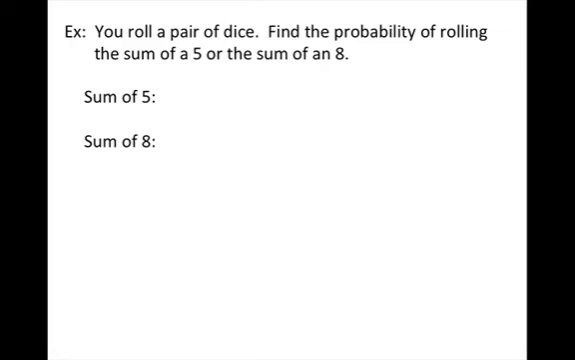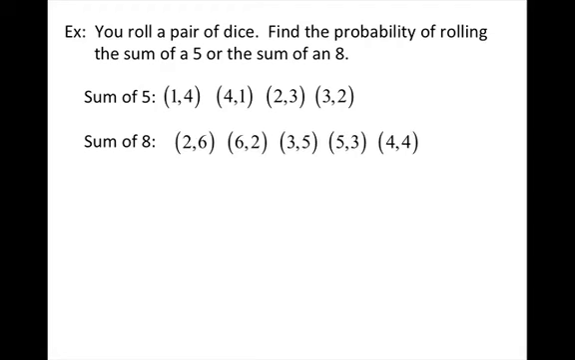Let's look at the ways to find the sum of a 5. I could roll a 1 and a 4, or a 4 and a 1. I could roll a 2 and a 3, or a 3 and a 2. Then to find the sum of an 8, I could roll a 2 and a 6, a 6 and a 2. I could roll a 3 5, or I could roll a 5 3, or I could roll both of them as a 4. So there are 4 ways to roll the sum of a 5, and there are 5 ways to roll the sum of an 8.